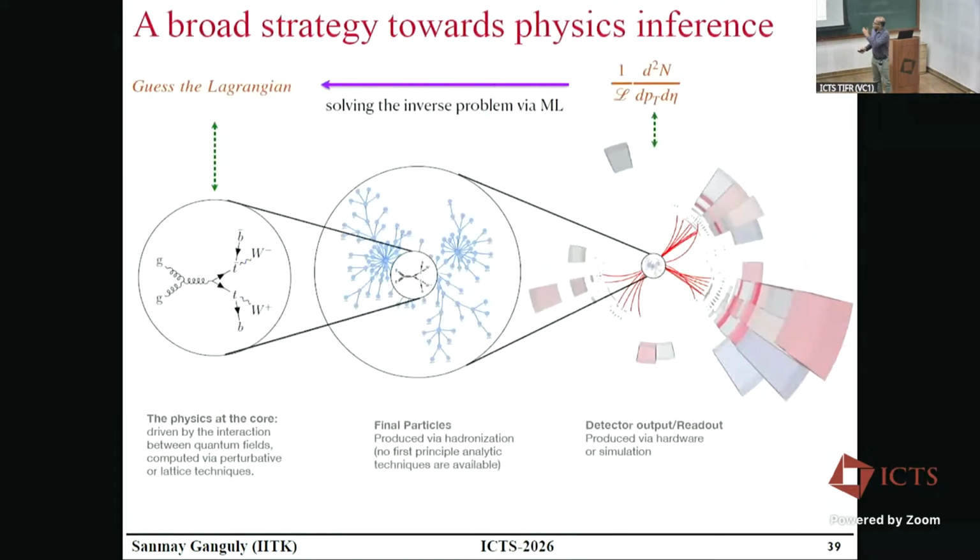So when we set up a collider problem, what we essentially do is have hard scattered particles enter into the colliders, and the energy deposits are what we measure. And from our measurement, we want to go back and guess the Lagrangian. So for us, at least the pp collider people, solving this inverse problem is one statement of the problem we try to solve.